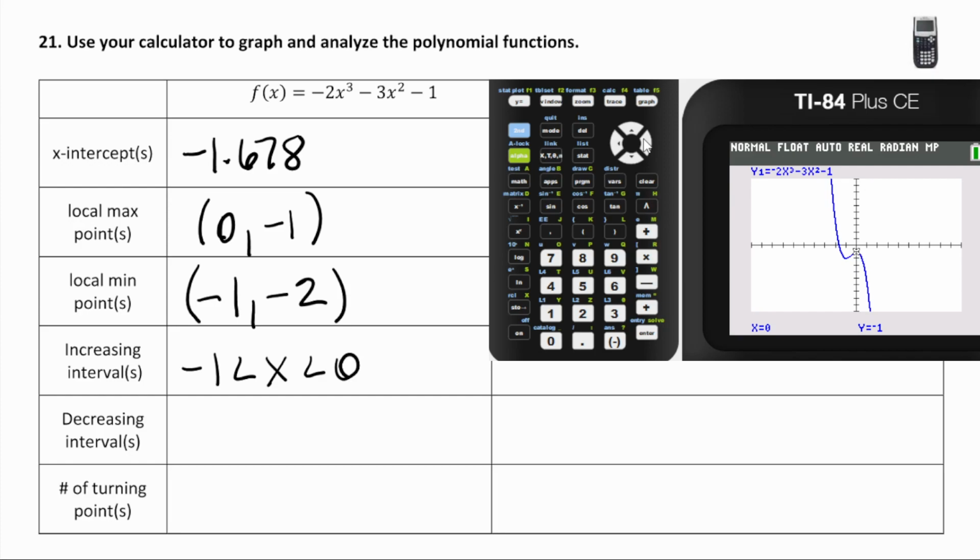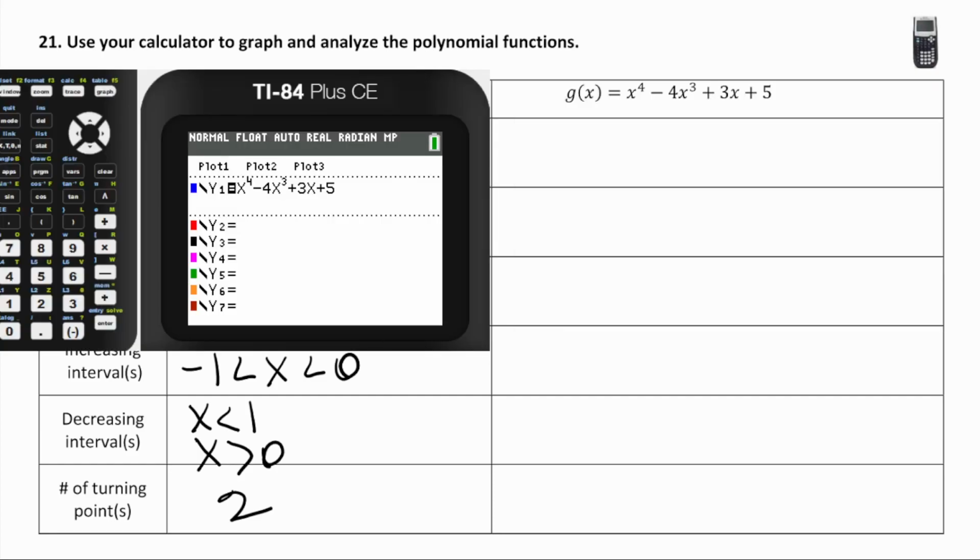Intervals on which the function is decreasing would be here, where as I move left to right, the graph goes down. That's where x is less than 1. And also over here, after x equals 0, because if I keep going to the right, the cursor is going to start going down really quickly. That's where x is greater than 0. The number of turning points, there were 2. Turning points are extrema, local maxima and local minima.